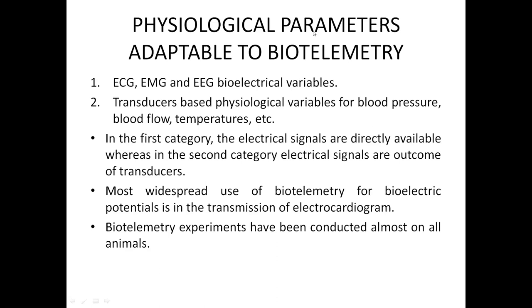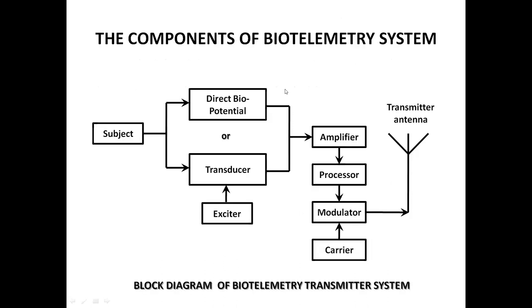So in the first category, we have electrical signals which are directly available, whereas in the second example, we have output in electrical signal format. So this biotelemetry may be helpful in providing the basic component diagram for the biotelemetry system. This is the basic block diagram for the biotelemetry system, very important for our end examination. The basic building blocks for biotelemetry are: subject, direct potential, transducer, exciter, amplifier, processor, modulator, carrier, and transmitting antenna.